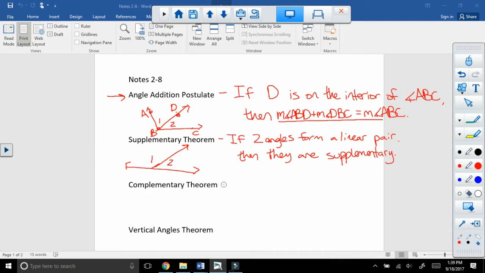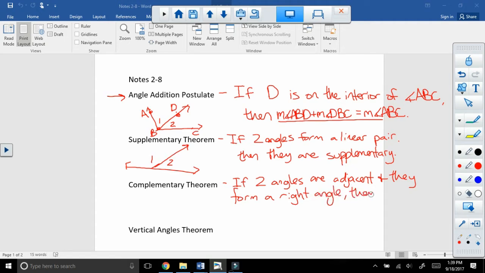Okay, for the next part, we have the complementary theorem. Again, something we've looked at, but now we're just giving a name to it. This says if two angles are adjacent, so they're right next to each other, and they form a right angle, then they are complementary.